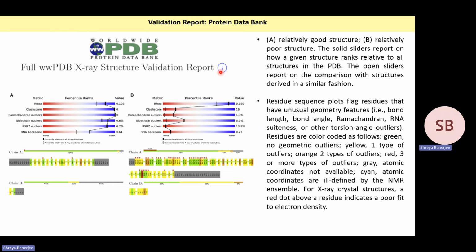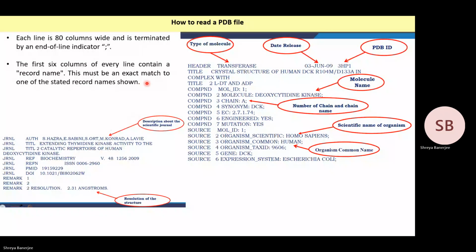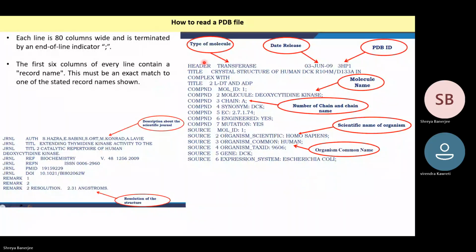Now we will talk about the basic format of a PDB file. In a PDB file, each line is 80 columns wide. The first 6 columns of every line contain a record name. The record name specifies what that line is about. Here HEADER is the record name. It is the heading of the PDB file, which is generally the type of molecule, like this is a transferase. So it is the type of protein molecule that is defined in the PDB file.